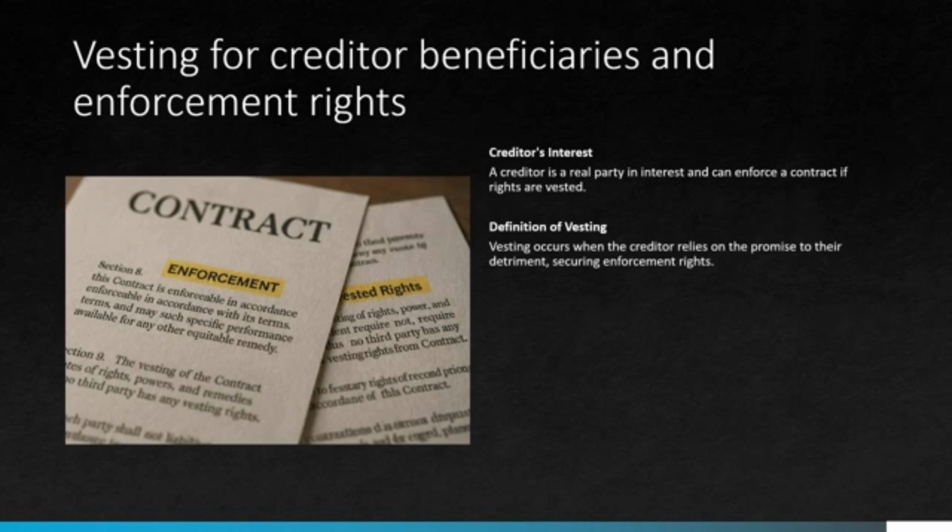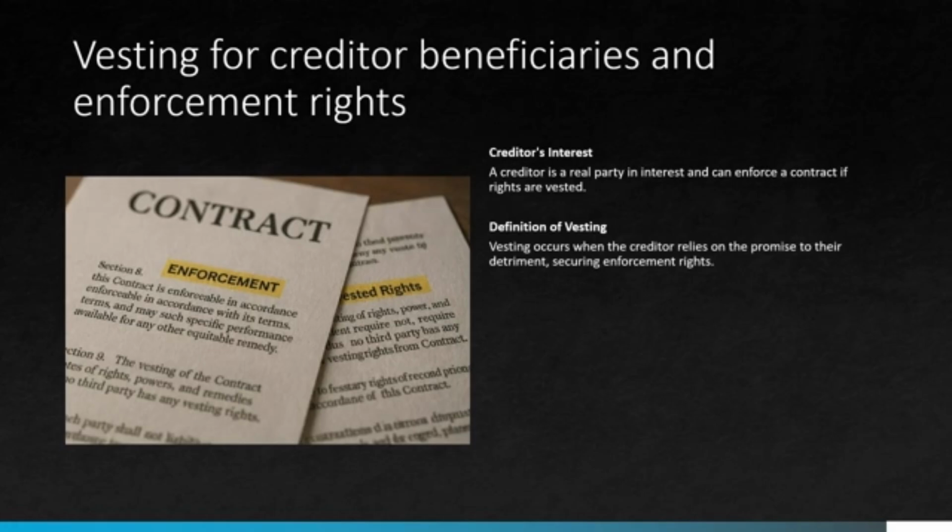Now, if it's a donee beneficiary contract that you're talking about, vested means simply that the donee finds out or learns the existence of the contract. They know the contract. They've been told somehow or informed. However, their rights may have vested, but unless they've relied upon it to their detriment, they're not going to be able to sue for breach of contract.